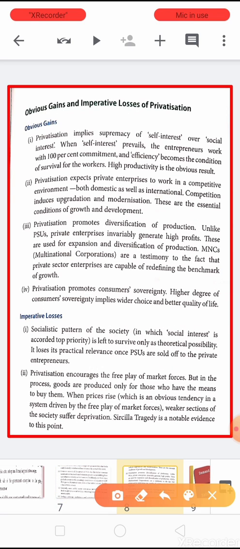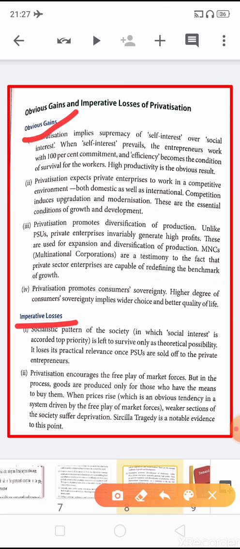Next, we are on the topic where we are going to learn the gains as well as the losses of this privatization. Children, as we all know, privatization implies the supremacy of self-interest over social interest. So while self-interest prevails, the entrepreneurs work with 100% commitment and efficiency becomes the condition of survival for the workers, and higher productivity is the obvious result.